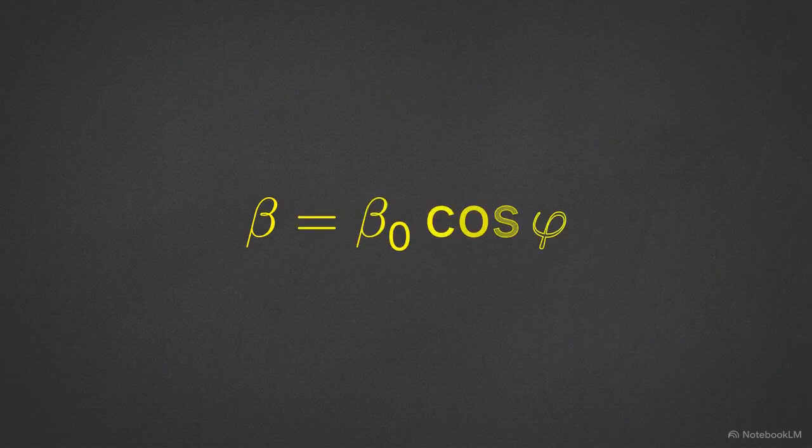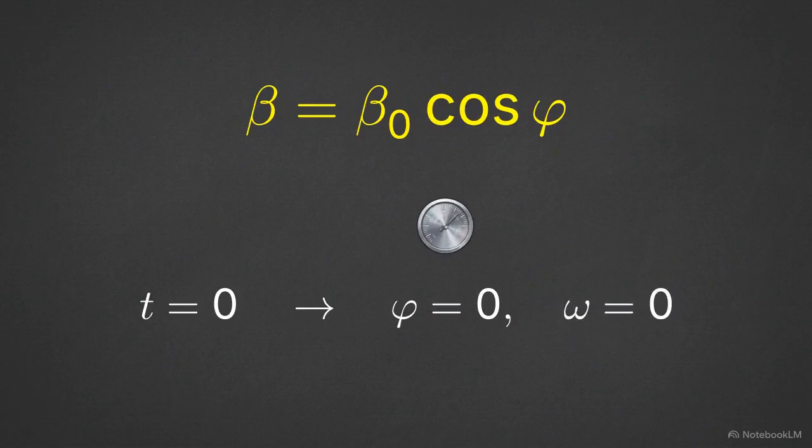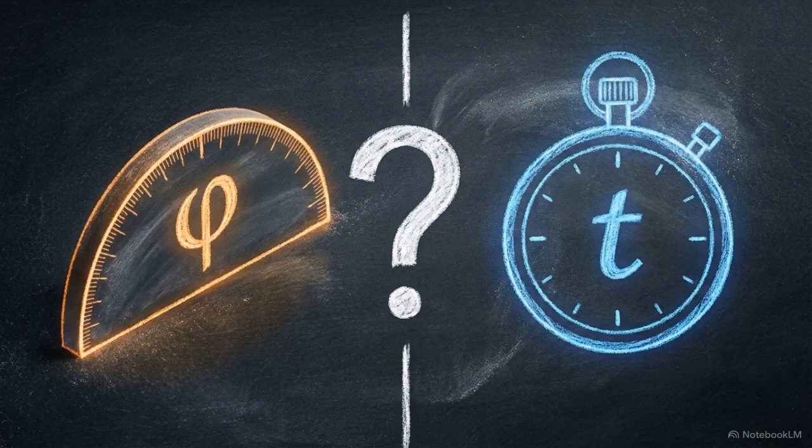We begin with the given equation for angular acceleration, beta. It equals the constant beta naught multiplied by the cosine of the rotation angle, phi. The problem provides our initial conditions. At the starting time, both rotation angle and angular velocity are 0. The difficulty here is the variable mismatch. The acceleration is provided in terms of the angle, but we need to find the velocity, which is usually a time-based derivative.